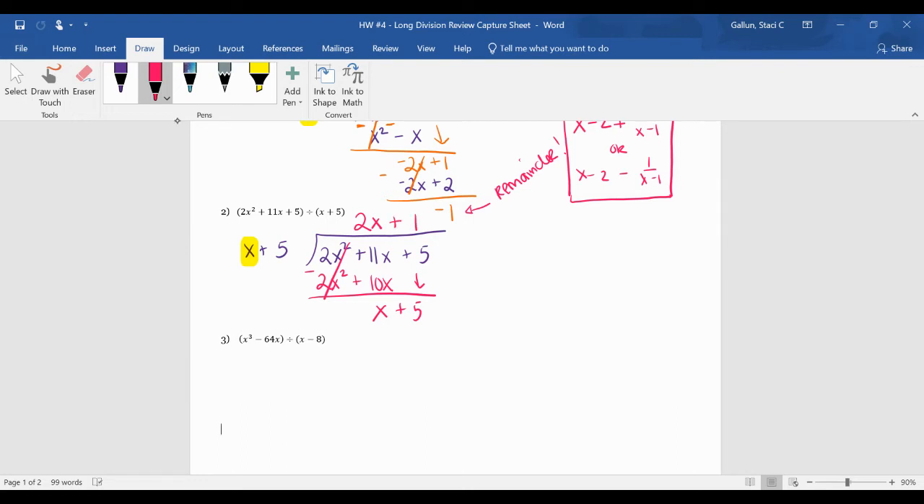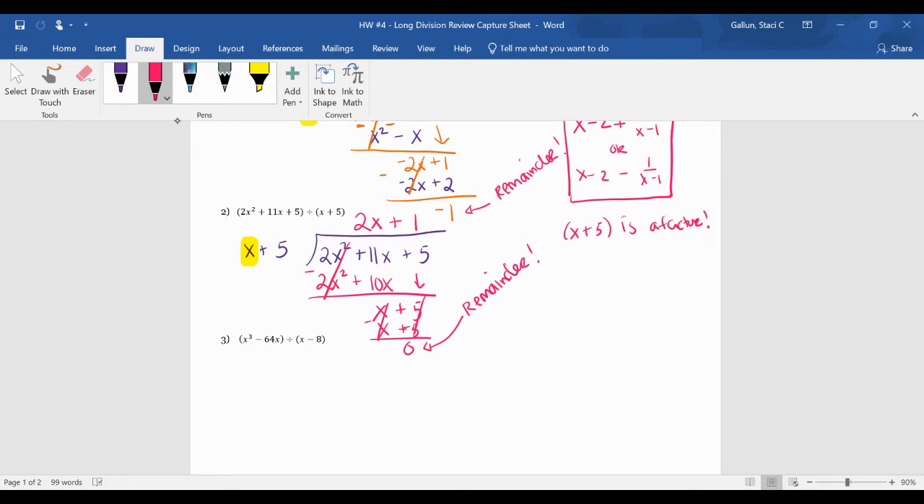Now we're going to multiply 1 by both of these terms. 1 times x gives us x. 1 times 5 gives us 5. What is this value called? This is called our remainder. What does it mean to have a remainder of 0? A remainder of 0 means that x plus 5 is a factor. It divided evenly. I didn't have anything left over.